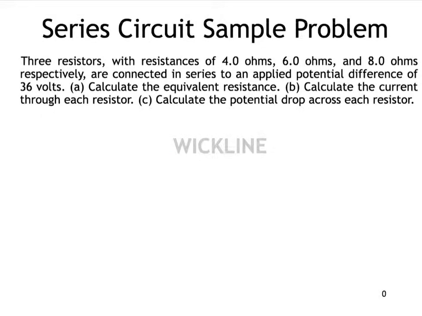Let's do a sample problem. We have three resistors with resistances 4, 6, and 8 ohms respectively connected in series to an applied potential difference of 36 volts. I always like to draw a diagram to help me understand. And in part A, I'm asked to calculate the equivalent resistance.